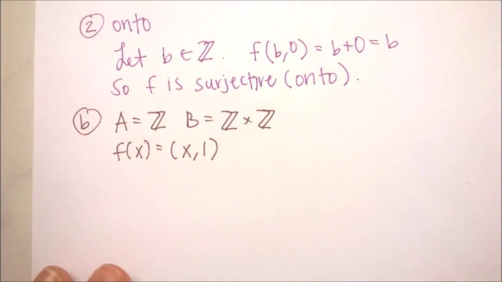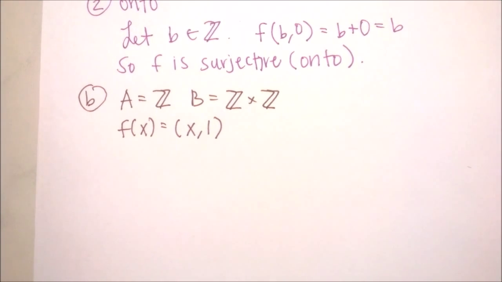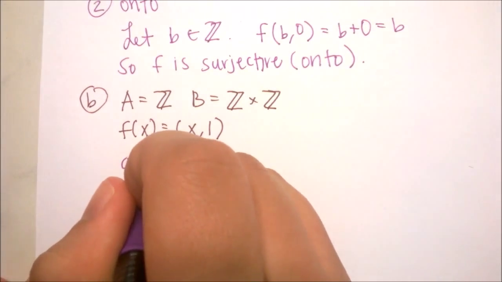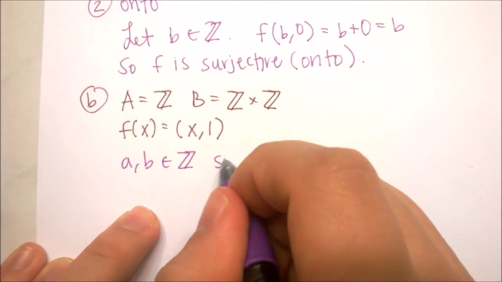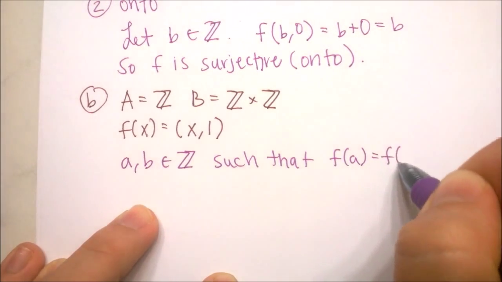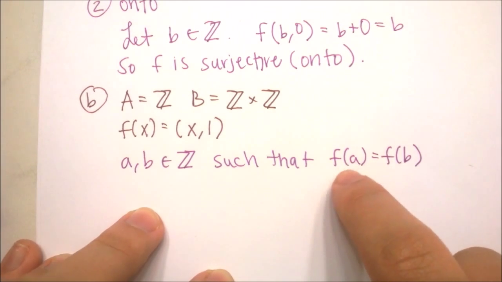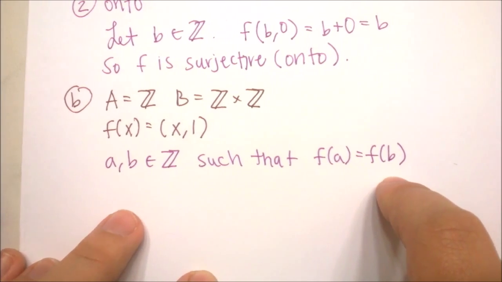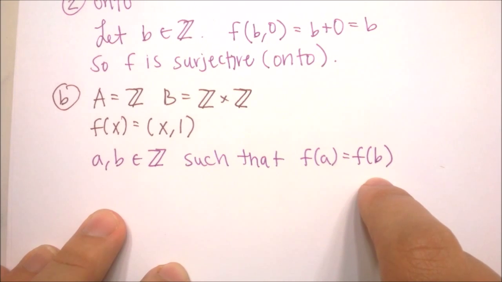So first, we're going to see if it is 1 to 1. So remember, our tactic here is going to be, let a and b be elements of Z such that f of a equals f of b. Because we always want to set the outputs equal to each other, because then we can prove that our inputs are equal if the function is 1 to 1. If they are not equal, then it's not 1 to 1, because for you to have the same output, you have to have the same input for it to be 1 to 1.